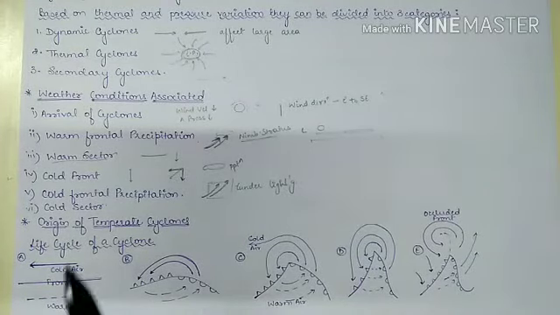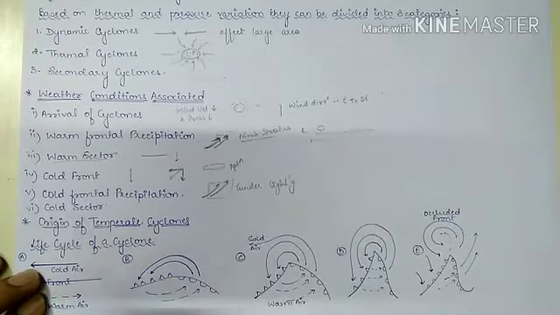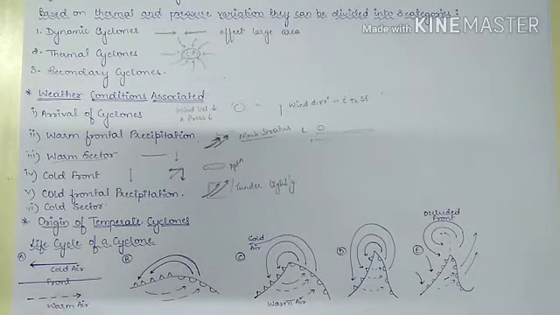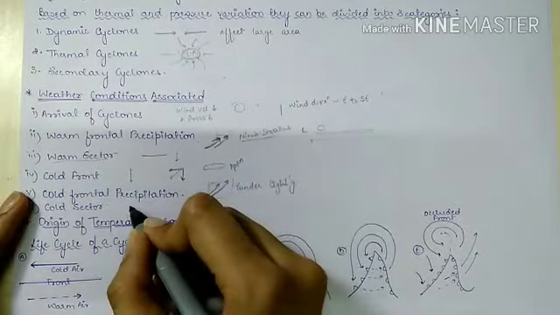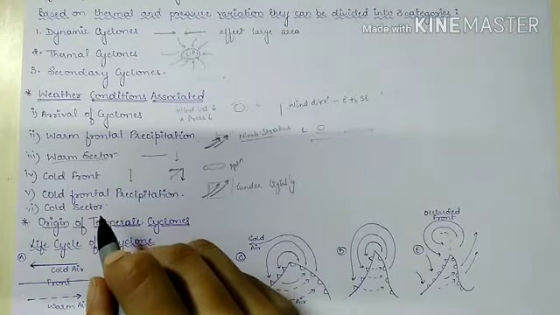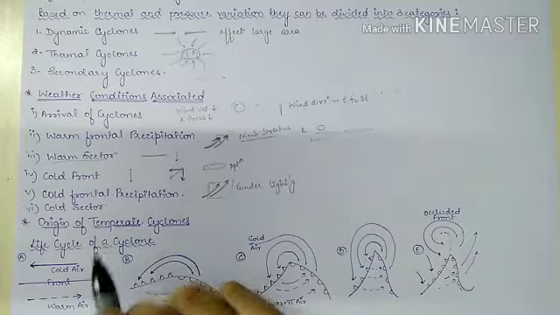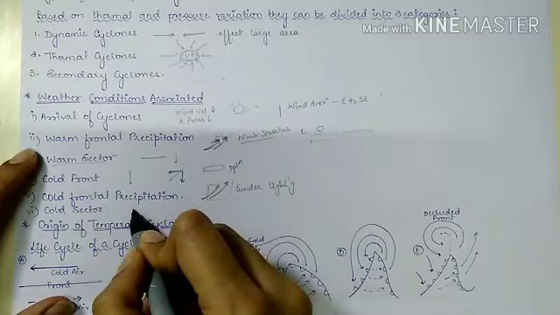So in the cold sector also, like the warm sector, the weather changes remarkably with the passage of the cold front and the arrival of the cold sector. As the cold front moves and the cold sector arrives, the weather changes remarkably as the sky becomes cloudless. So the sky becomes clear.